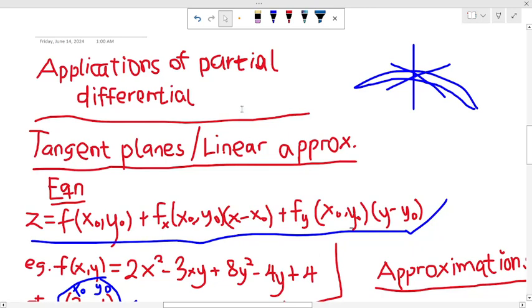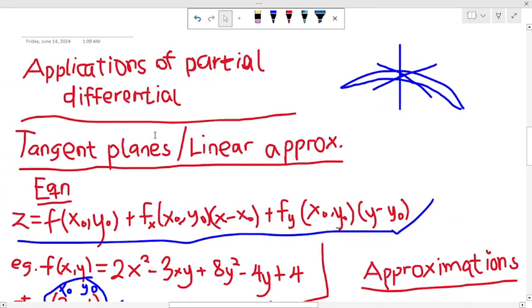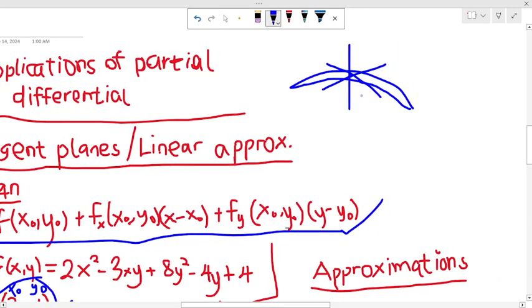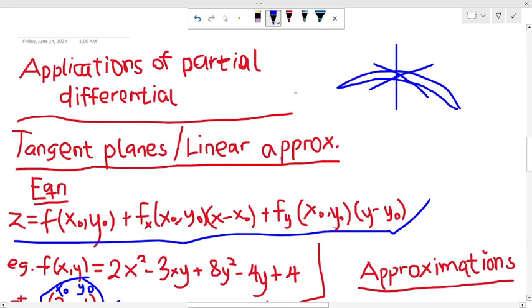Now moving on to today's lecture, we are going to consider applications on tangent planes and linear approximations. Someone may ask, what's a tangent? In high school we know that tangents are lines that touch a curve at one point, but in this lecture we are considering planes.